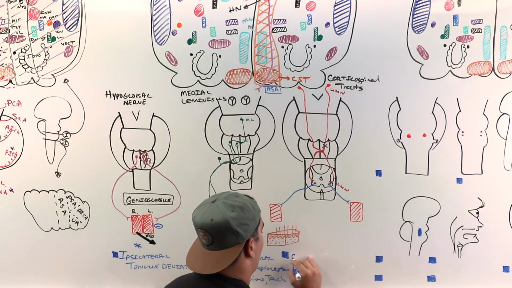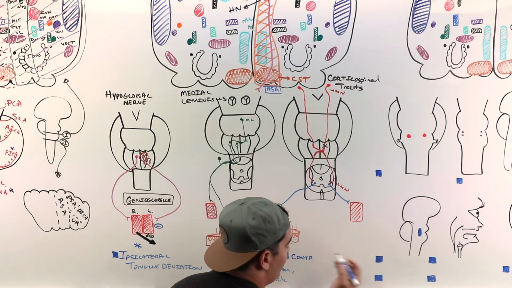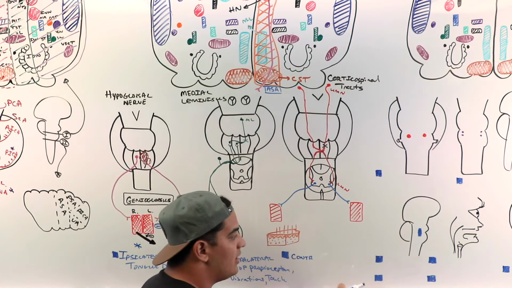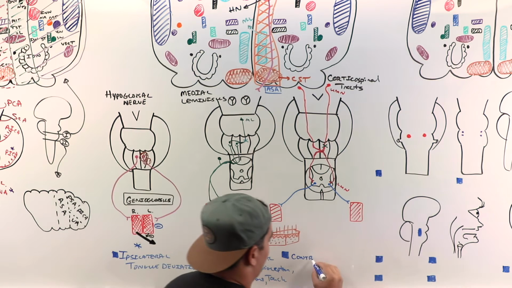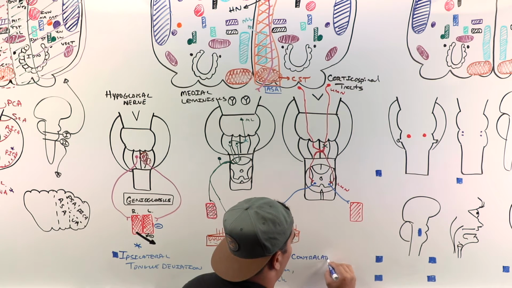Okay, so contralateral hemiplegia or hemiparesis. So hemiplegia is paralysis, and paresis is more of the weakness. Okay, so contralateral, we'll just put weakness. Contralateral weakness.